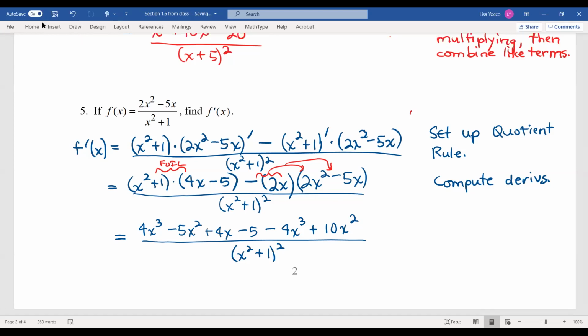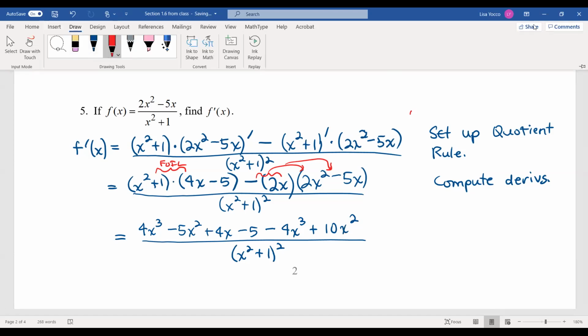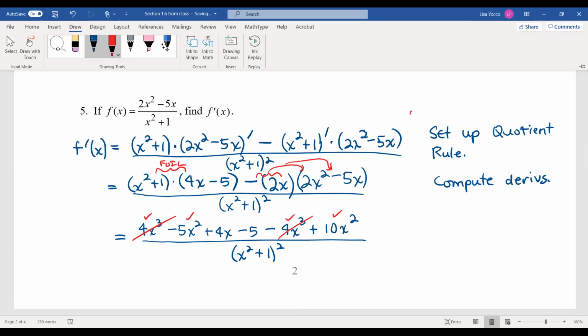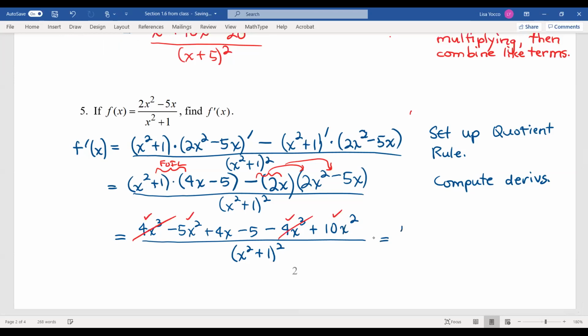Okay, and then we'll finish it up by combining like terms in the numerator. So I've got a 4x cubed and a minus 4x cubed. Those cancel out. I've got a minus 5x squared plus 10x squared. Negative 5 plus 10 would be positive 5x squared. And there's a plus 4x and a minus 5, and I'm done.